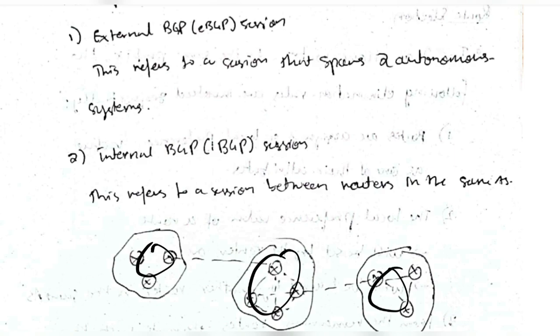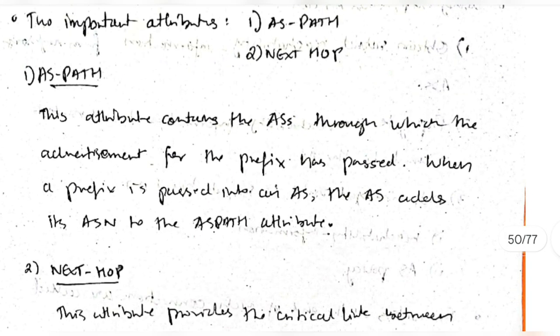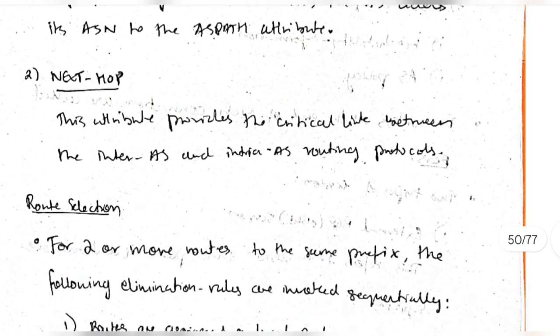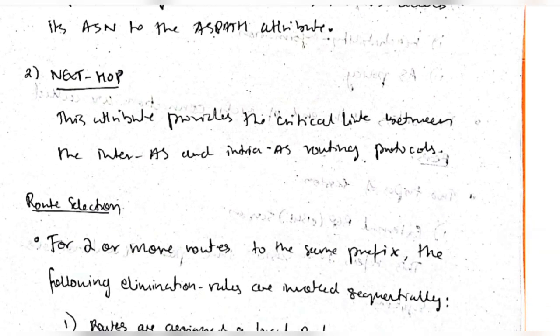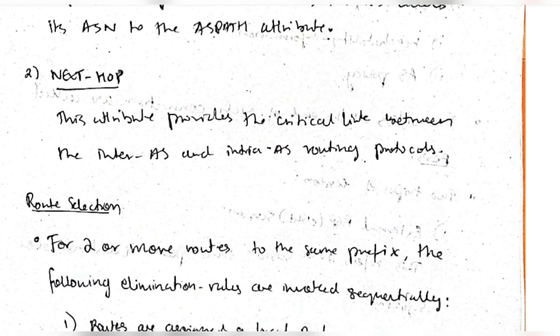This is a diagram which you have to make, and there are also path attributes and routes. The two important attributes are AS path and next hop. AS path will determine which path is to be chosen, and next hop will determine where the packet goes next, from one router to another router. If a packet has come here, which one does it have to go to, this one or this one? That is the next hop, and that will be determined.